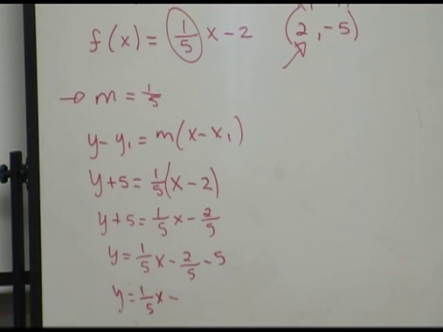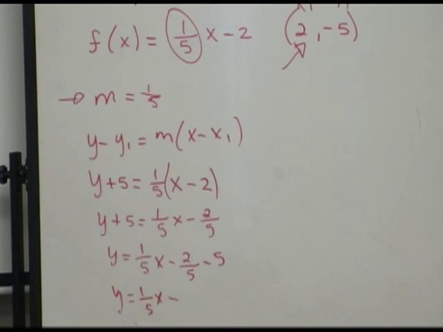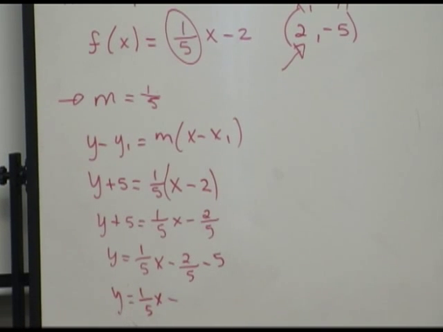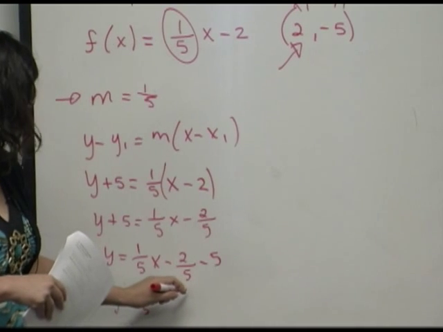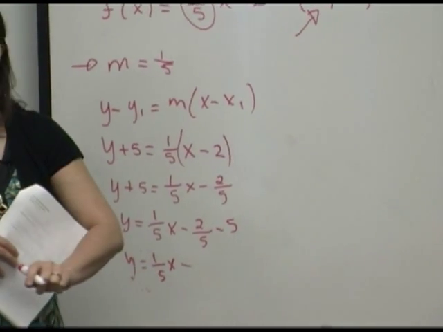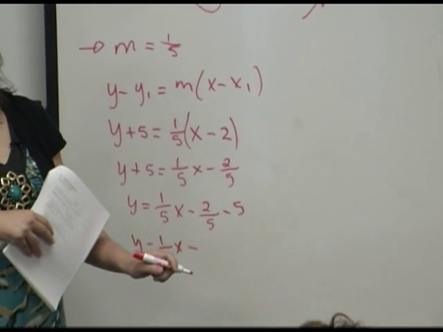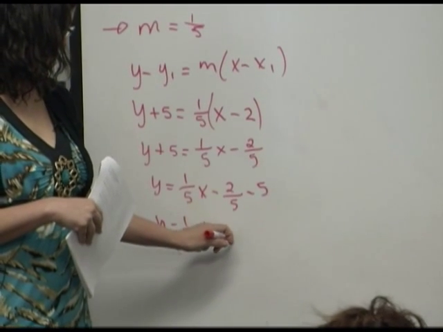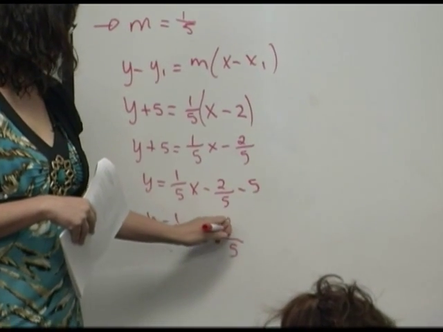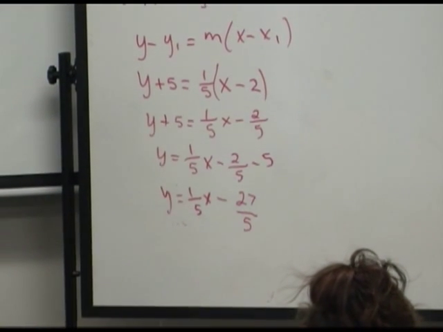Okay, remember, there's going to be a lot of fractions in the test, right? But what do you do? How do you do those? If you have trouble doing them, that's why you have a calculator. You enter the fraction in your calculator, and then you ask for the answer in fraction form, and it will give you the fraction. So -2/5 minus 5 is what? -27/5. Yes. That would be your equation.